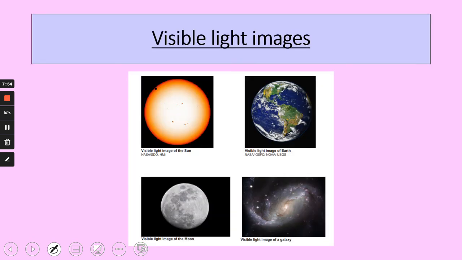Okay, so now we're going to look at some types of images produced by different parts of the electromagnetic spectrum. First of all, we have visible light images. We can see here examples of visible light images of the Sun, the Earth, the Moon, and then the galaxy.